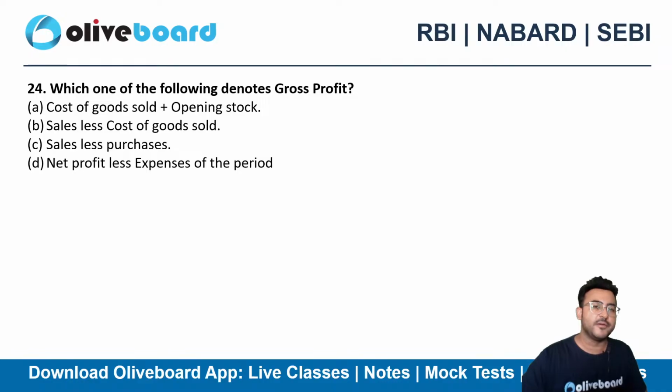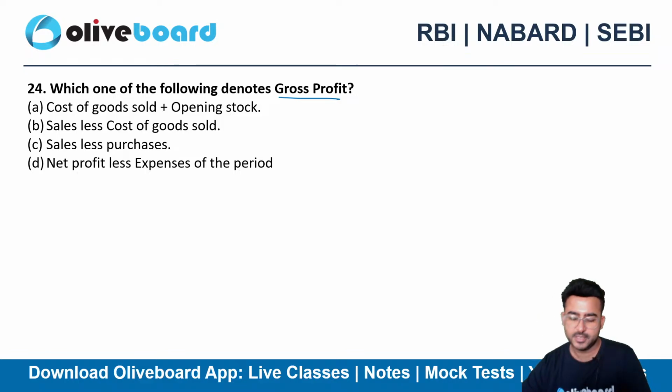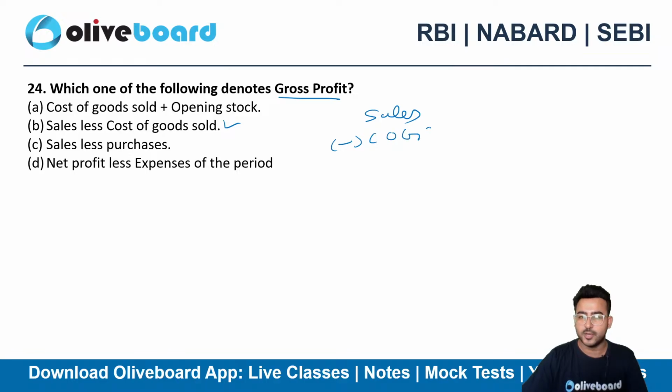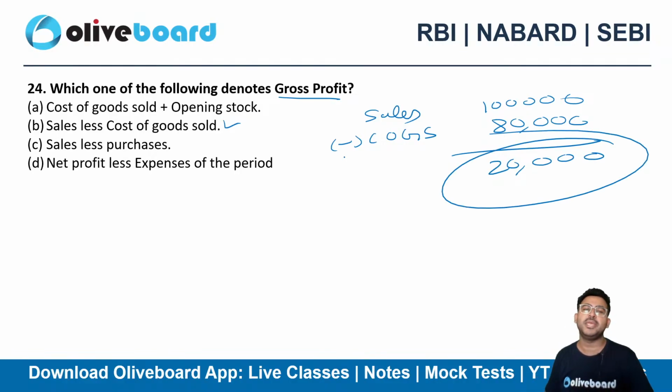Next is which of the following denotes gross profit? How to calculate gross profit? Cost of goods sold plus opening stock? No. Sales minus cost of goods sold? Yes. This is the correct formula. Sales minus cost of the goods sold. Let's suppose I have sold goods worth rupees 1 lakh. The cost was 80,000, so my gross profit is 20,000. Option B here is the correct choice.